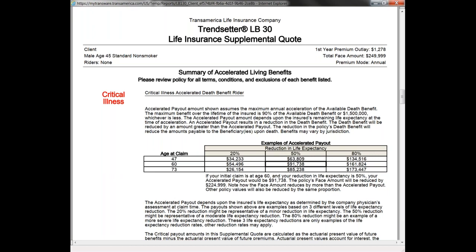That is very important. So in this example, what they're showing in this illustration is a $249,000 policy, and this individual at age 45 were to go on claim at age 60 and would have a critical illness, let's say it's a heart attack, cancer, stroke, they have the ability to get a check from Transamerica for $161,000, and this is an 80% reduction in the life expectancy. So I'm sure you know folks who've had a heart attack, suffered from cancer or a stroke, and they survived.